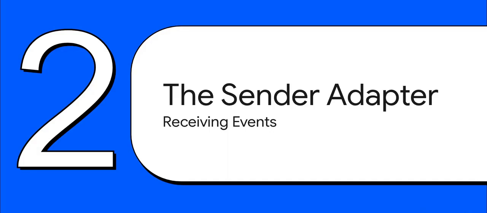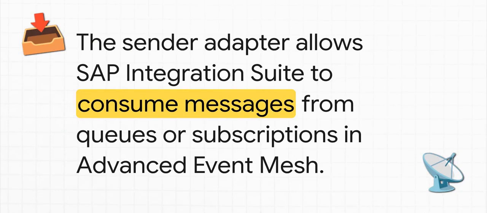Let's talk about the sender. The sender's job sounds simple, right? And it is, but it's also incredibly critical. It just has to consume messages from queues or topic subscriptions in the event mesh. That's it. But the devil's in the details. To get it right, you have to make some key decisions about how it's going to listen.